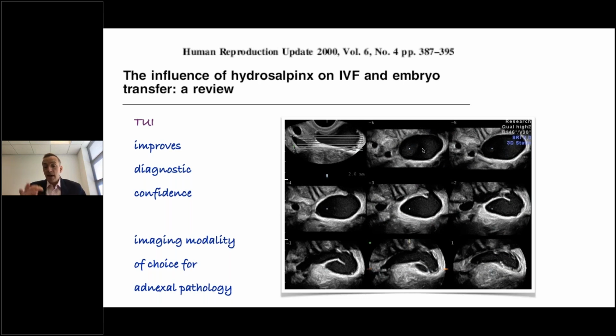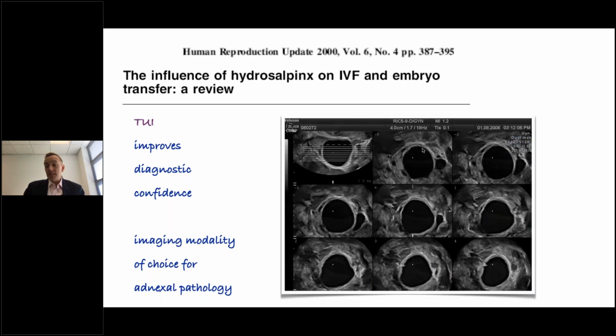Again, you can see here that that is a classic hydrosalpinx. The first few images, you could understand why it might be mistaken for a simple cyst. But as we move through the volume, we can see the typical tube retort-like structure. So TUI, or tomographic ultrasound imaging, gives us this confidence that yes, it is a hydrosalpinx. And if we're going to stop treatment or refer somebody for surgery, you want to make sure that you know what you're dealing with. You don't want someone to have an unnecessary laparoscopy, but equally, you don't want to allow somebody to proceed with treatment if they have a hydrosalpinx, for the reasons I've stated earlier, that it's got a very significant detrimental effect.